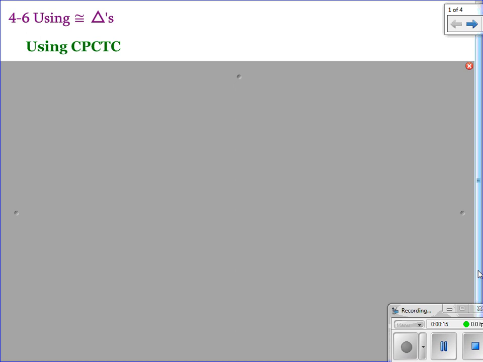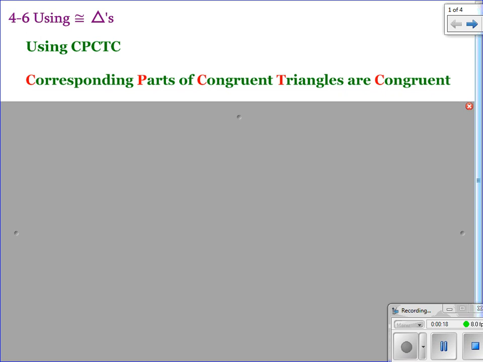It's actually abbreviated as CPCTC, which stands for corresponding parts of congruent triangles are congruent, which really just says if you have two congruent triangles, all their pieces are going to be congruent to each other, even the ones you haven't talked about. Okay, so we have our shortcuts. For instance, if you used side angle side, all of the other pieces you didn't talk about, so that last side and the two other angles, are also congruent to each other.